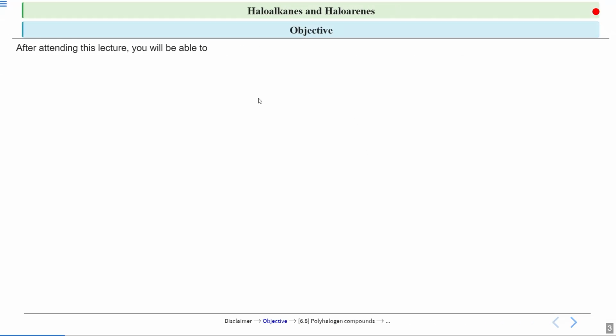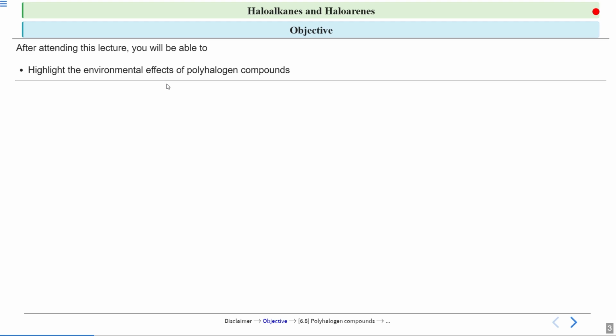Objective of today's lecture: after attending this lecture, you will be able to highlight the environmental effects of polyhalogen compounds. So today we are going to focus on the effects of polyhalogen compounds.